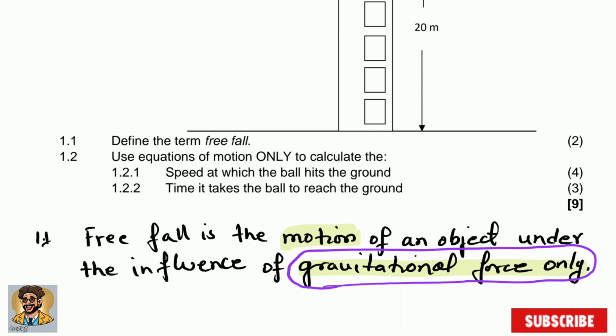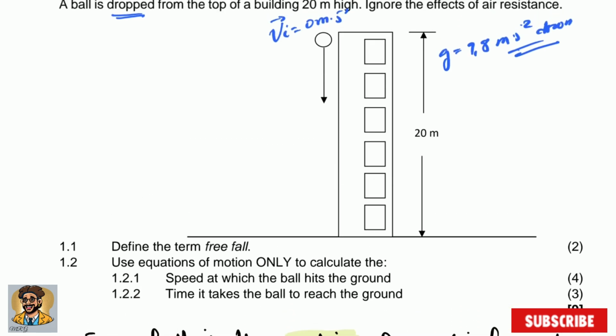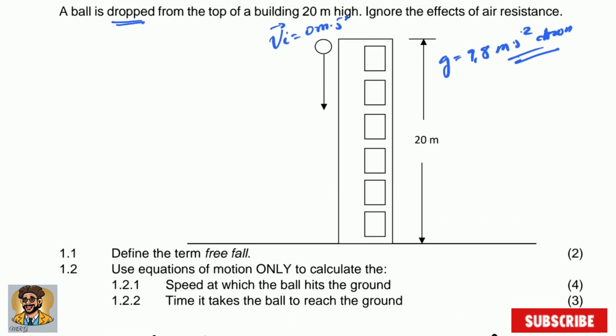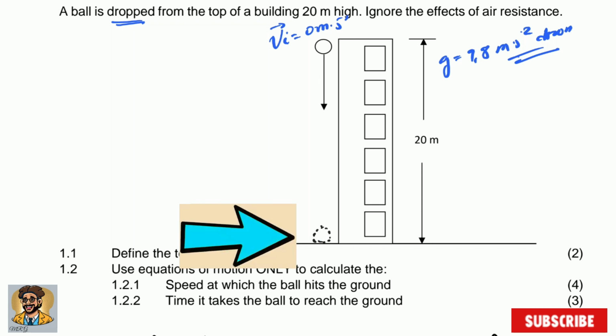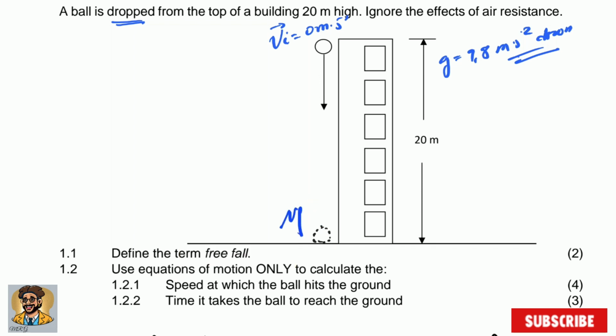Now use equations of motion only to calculate the speed at which the ball hits the ground. So this ball eventually is going to reach the ground somewhere here at the bottom. What is the speed of that ball while reaching the ground? In other words, they're looking for the final speed. No direction needed in this situation.